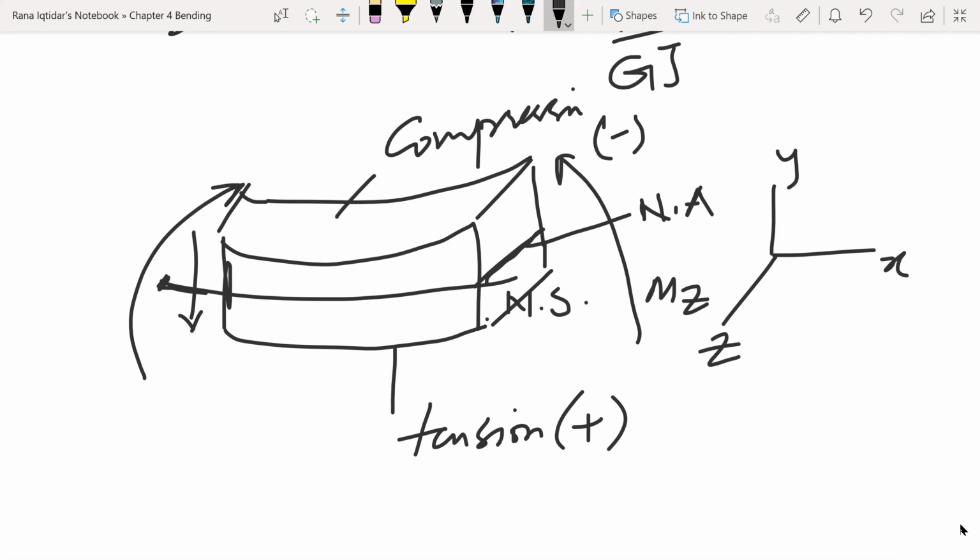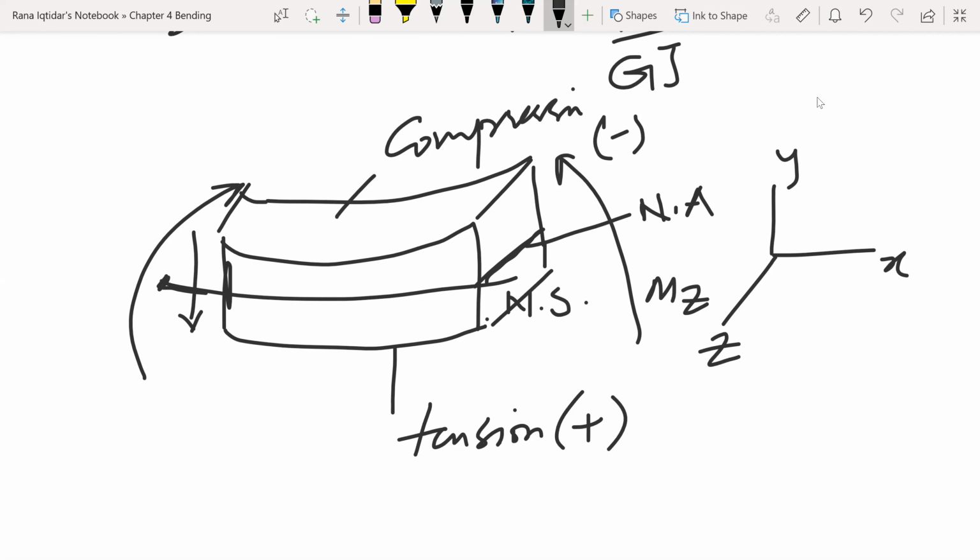Whenever there is compression or tension, there is a change in length, not any sort of angular deformation. Whenever there is a change in length, we always call it normal strain. So in this particular chapter, we will always be dealing with normal stresses. Normal stresses mean you will be dealing with sigmas and epsilons. So it is almost the regular chapter like chapter 2, which deals with sigma.